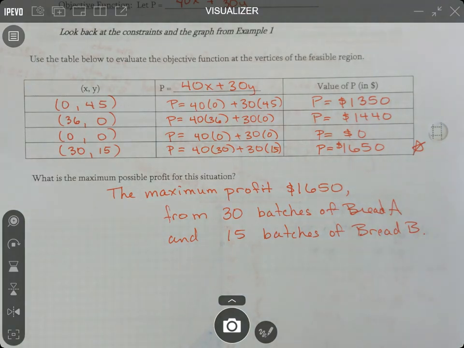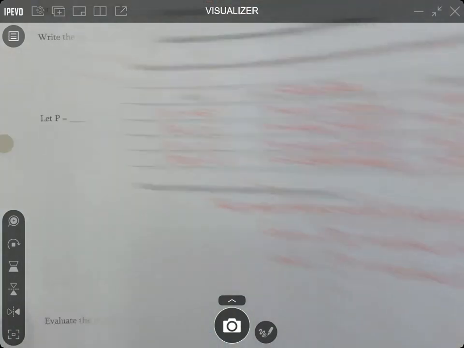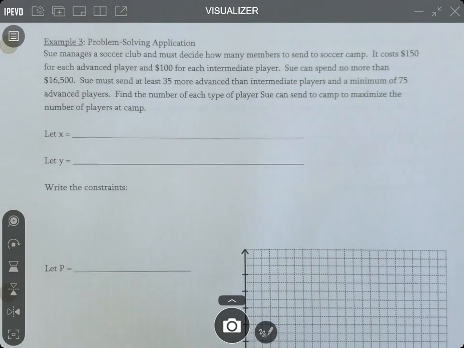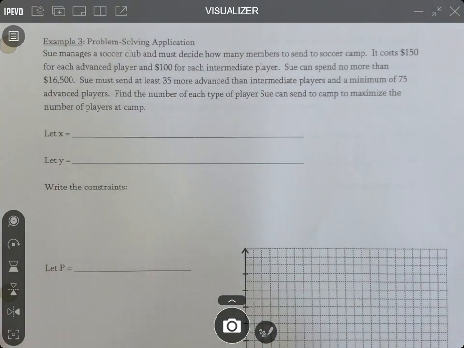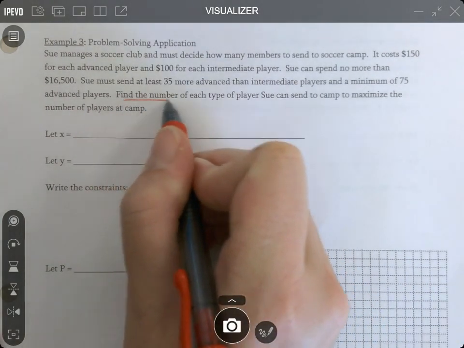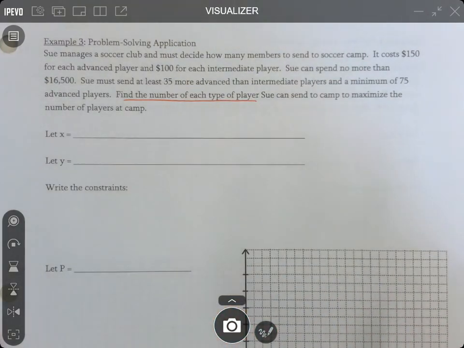Okay, so that took a little time. It was a word problem. It's going to happen. So this is considered example 2, but it was a follow-up. Let's go ahead and read the next problem and define our variables. Again, you might want to read these problems twice. So what are we thinking our variables are? This one actually tells you, doesn't it? Find the number of each type of player Sue can send to camp.